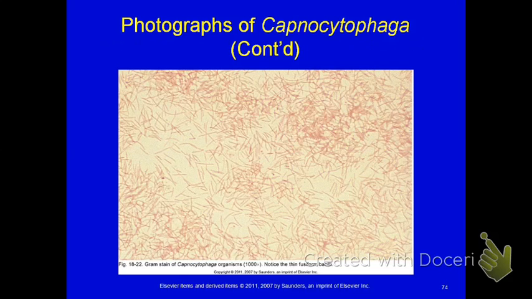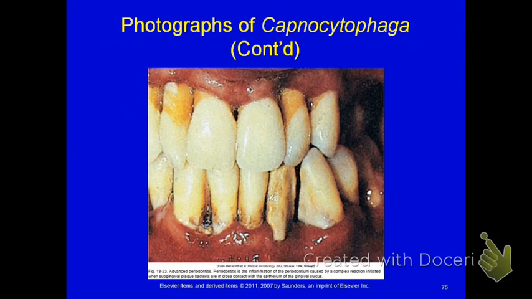Here's another Gram stain photograph of Capnocytophaga. And this is an advanced periodontitis, which is different from dental caries because in periodontitis, aside from the teeth, even the surrounding gums and the alveolar bone deeper here are infected. Capnocytophaga is not the only one that can cause periodontitis. Kingella could cause it, and Actinobacillus actinomycetemcomitans could also cause periodontitis, which is much more severe than dental caries.